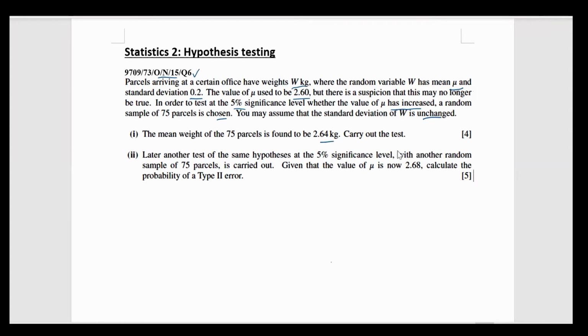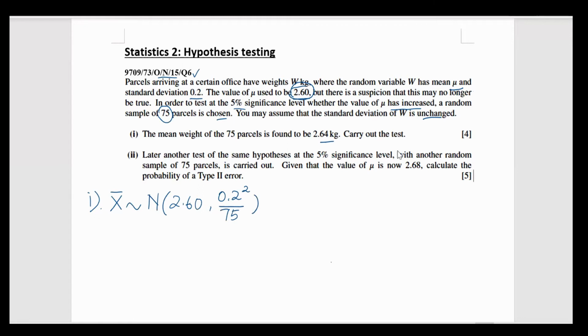Carry out the test. Now, since we are looking at hypothesis testing, first we are going to define the variables, and it is a normal distribution, right? It's the sample mean that follows a normal distribution. So the mean is supposed to be 2.6, where the standard deviation is 0.2, and hence has to be squared because we are looking at variance. And since we are talking about the sample mean, the variance must be divided by the sample size 75.